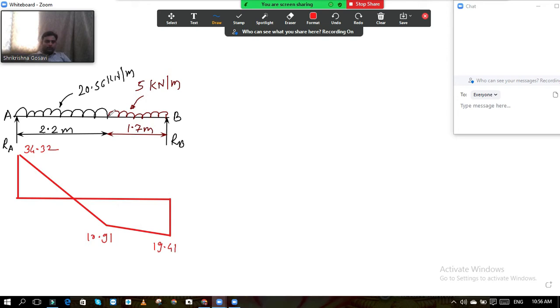Okay, and this point is point C. If you project this point, this is your point C. Okay. Now if you see in this SFD, this is the point where your shear force is 0. So this is the point where your shear force is 0. So at this point you will get the maximum bending moment. So now we want to calculate this. Now I will give the name to this point also. This is C point.